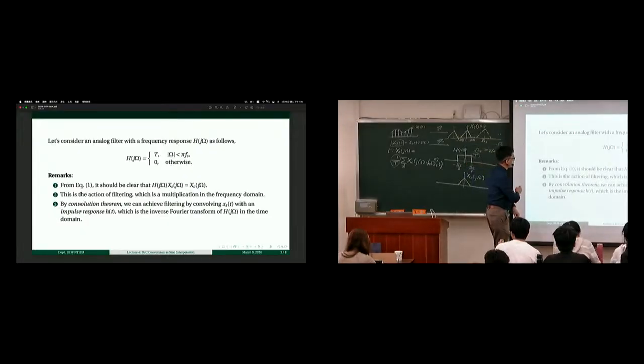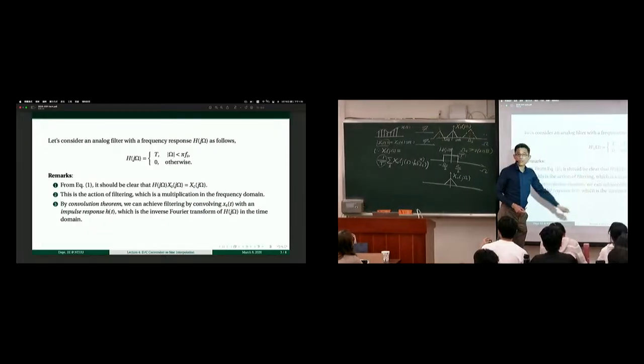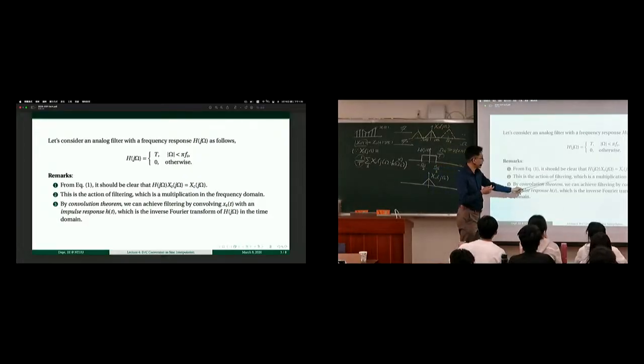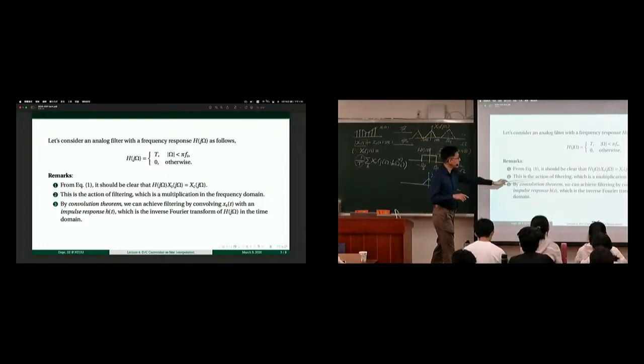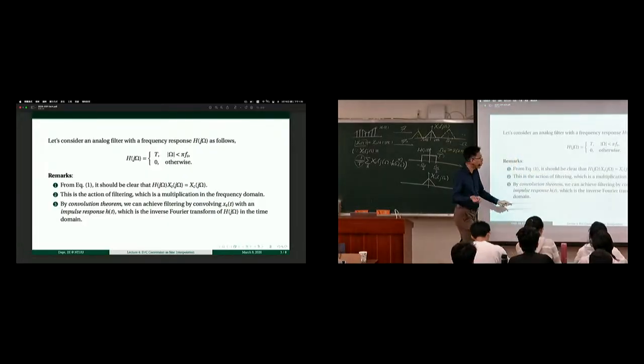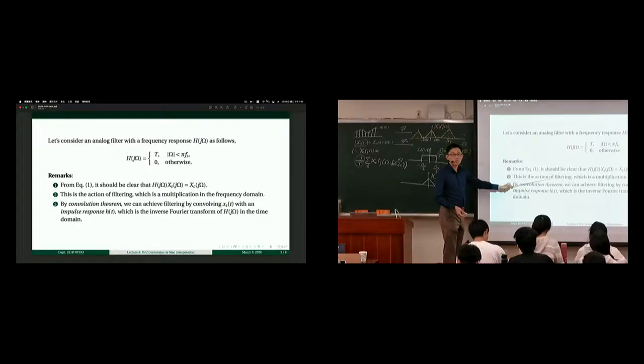But then, second remark: multiplication in the frequency domain is what? Convolution in the time domain. And this is the action we call filtering. Let me clarify. At least in this course, filtering means multiplication in the frequency domain, multiplying two spectrums. Maybe one is the frequency response, the other is the spectrum. But multiplication in the frequency domain is called filtering, so we preserve this terminology.